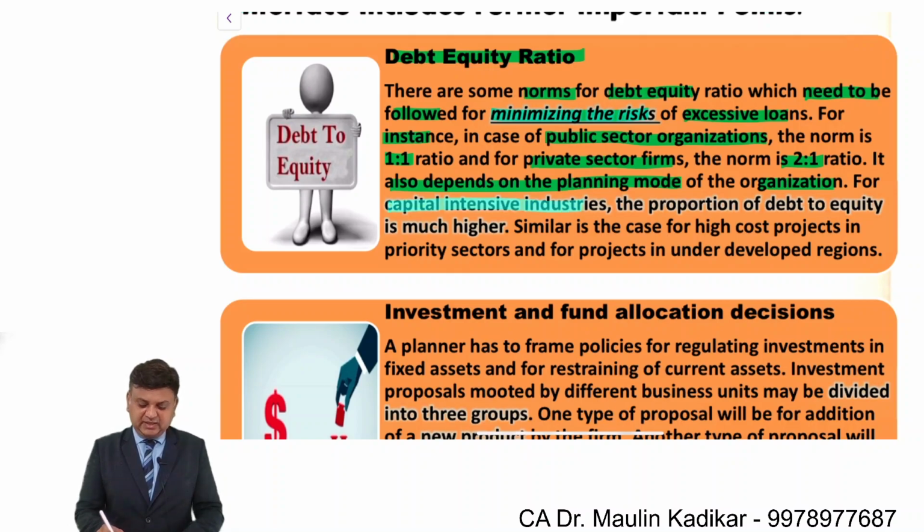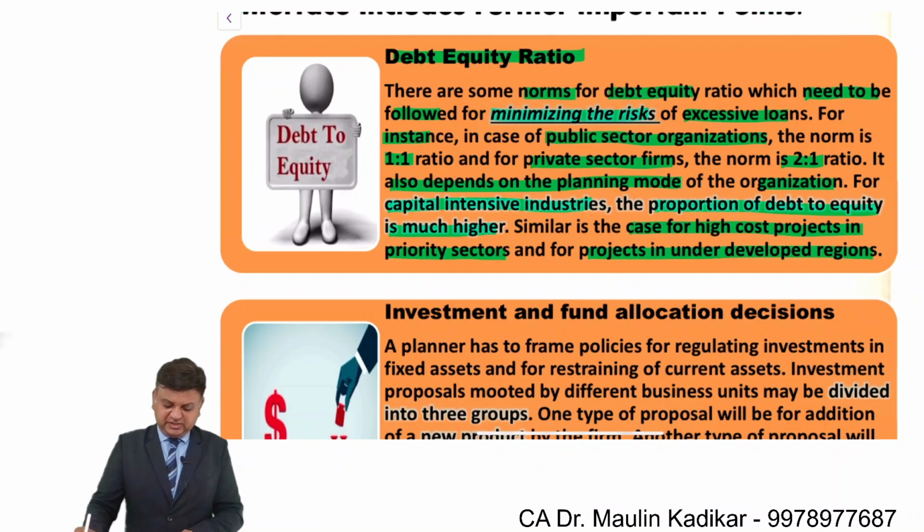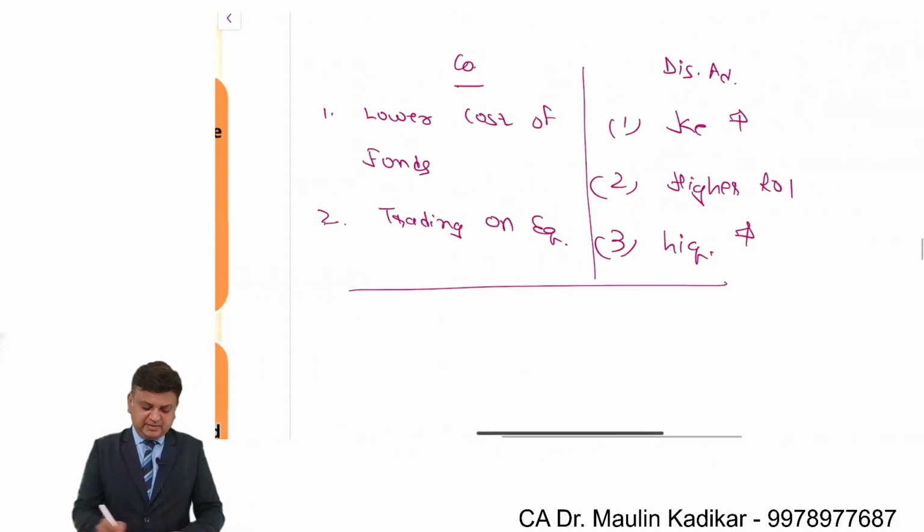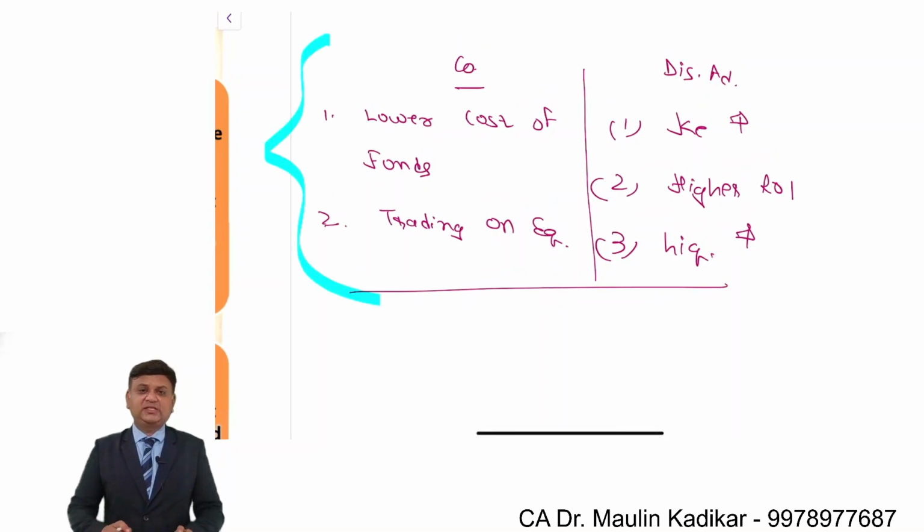For a capital intensive industry, where the investment in plant and machinery, land and building, and fixed assets is more, the proportion of debt in equity is much higher. Similarly, in case of a high cost project in the priority sector and for projects in underdeveloped regions. In addition to that, mentioning all these which are relevant is absolutely acceptable, friends.